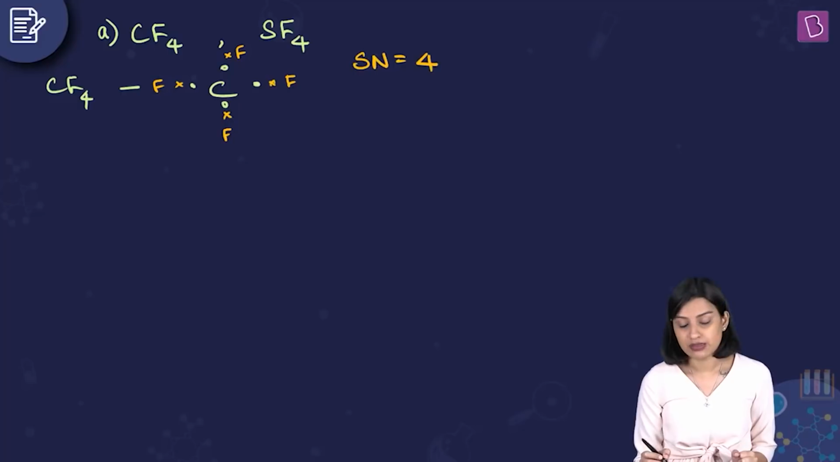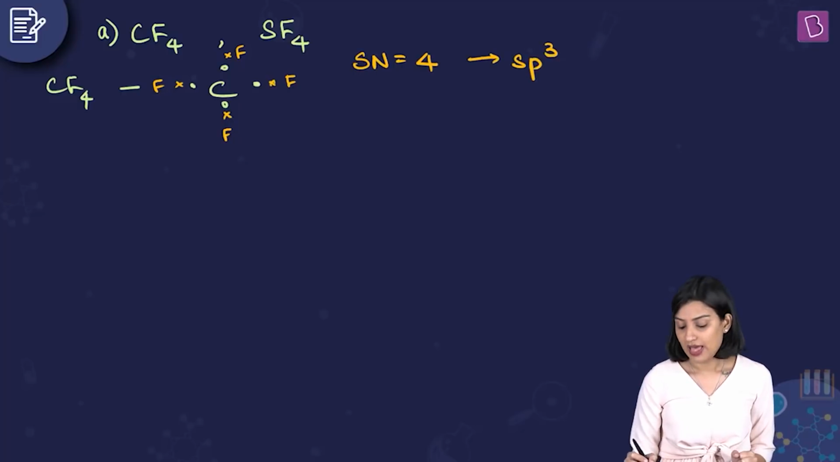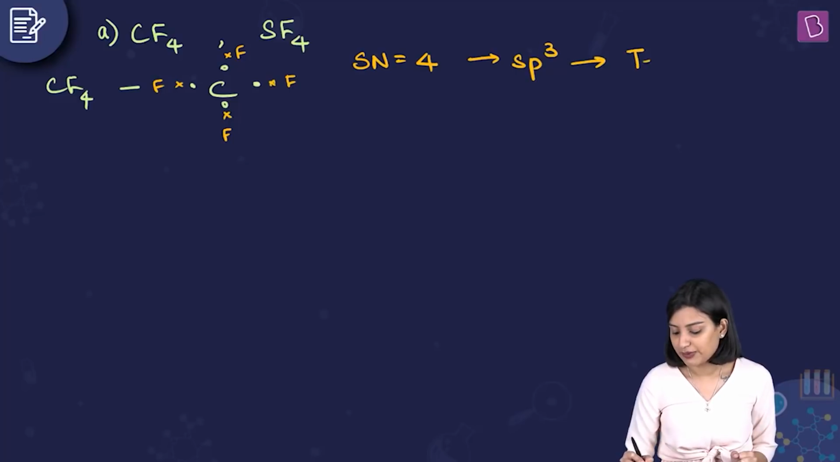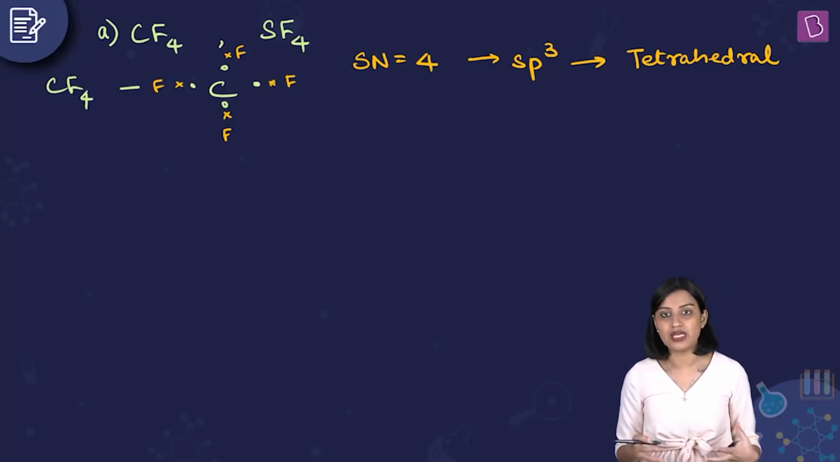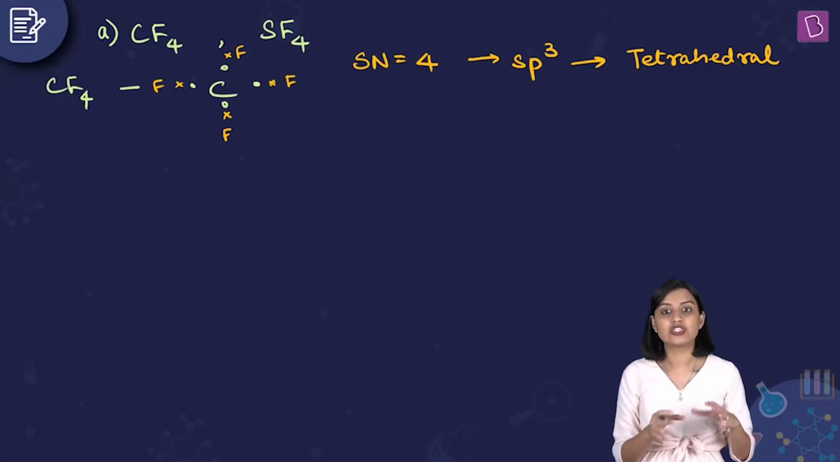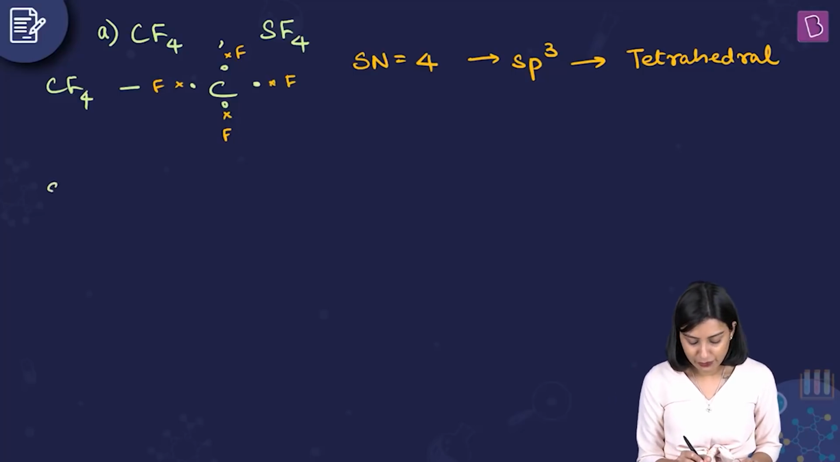If the steric number is 4, then the hybridization that we expect is sp3 and the shape that we expect is tetrahedral. Since there are no lone pairs, yes, CF4 will show a tetrahedral shape. Then let's talk about SF4.